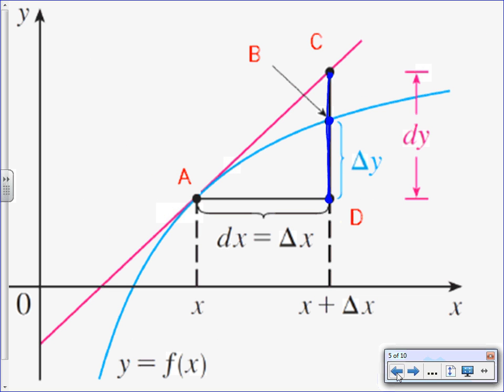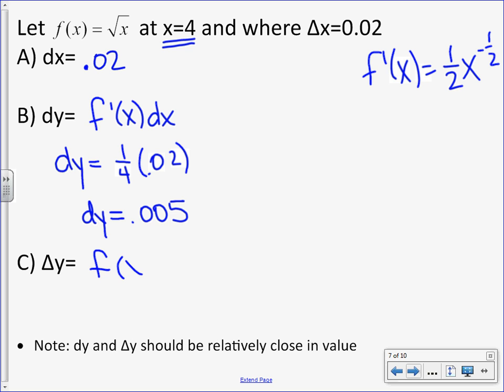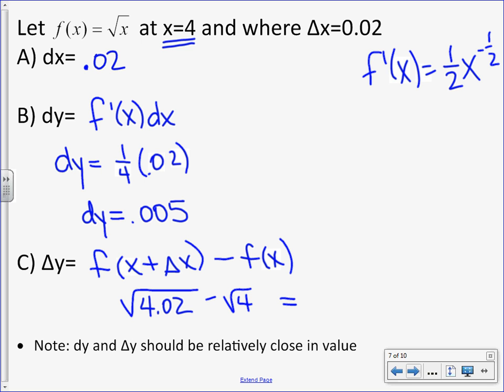What we're going to do is take f of x plus delta x minus f of x. Let me write it down, and then we'll go back to the picture. This is going to be the actual change in y. So this is something we're going to have to use our calculator with. What is the square root of 4.02? That would be the square root of 4.02 minus the square root of 4. That's finding the exact value. Yes, this is the exact change.